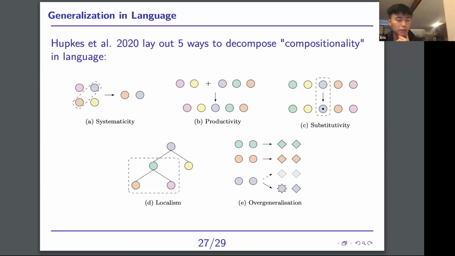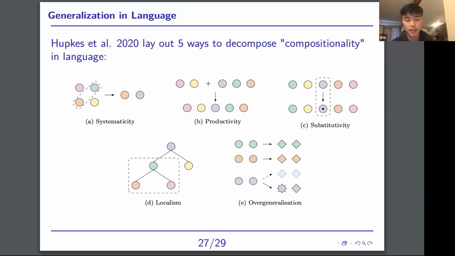So there's a recent paper by Hupkes et al. 2020, and they have a really nice way to decompose compositionality in language. They're interested in generalization, and they define generalization as this nature of compositionality in language. And they have these 5 elements: systematicity, productivity, substitutivity, localism, and overgeneralization. So their paper focuses on evaluating language understanding models in the context of these 5 testing areas.